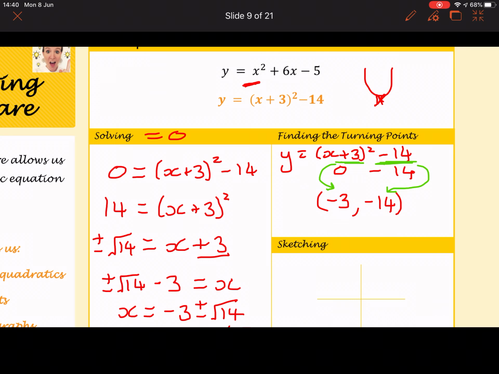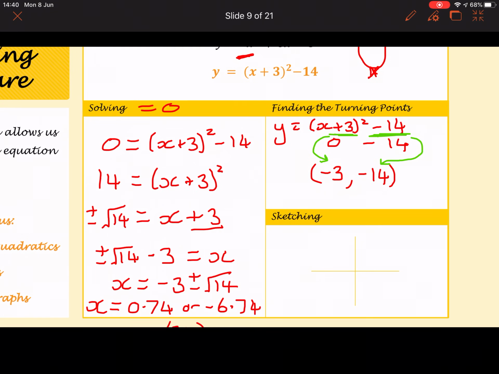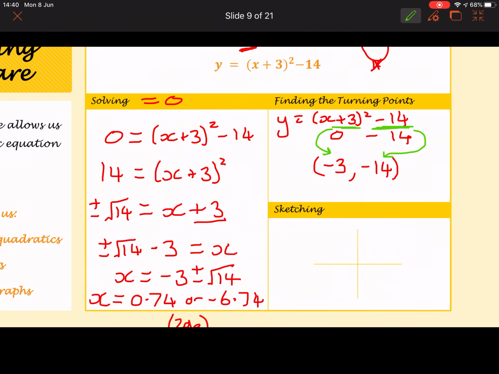Okay, let's put that all together into sketching our graph. Now, you can see that we're going to have roots at 0.74 and minus 6.74, because that's when we solved it. Remember, when you solve it and you find your x values, those are the roots, that's the x-intercepts. So roughly minus 6.74, 0.74, something like that. They just have to be on the right side of the graph.